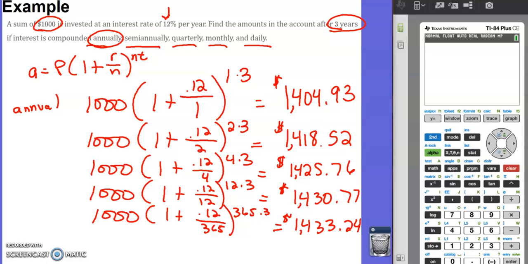So notice what I did. I paused the video and I went ahead and filled the rest of this out. But I want you to notice, this first one is annual. This one's done semi-annual, so it's twice a year. This one's done quarterly. So notice the Ns are changing. Nothing else in the formula is changing. And so that's why it's important to notice how often it's being done. Monthly and daily.